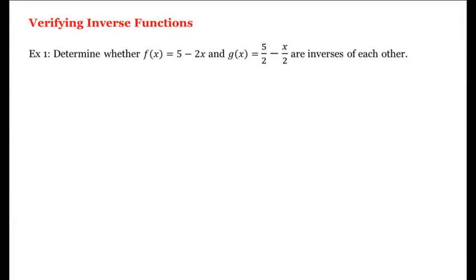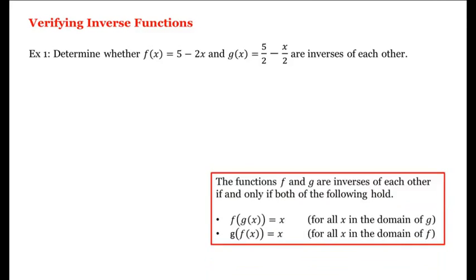Let's look at verifying inverse functions. For example, let's determine whether f of x equal to 5 minus 2x and g of x is equal to 5 halves minus x over 2 are inverses of each other. Well, we have the following fact.